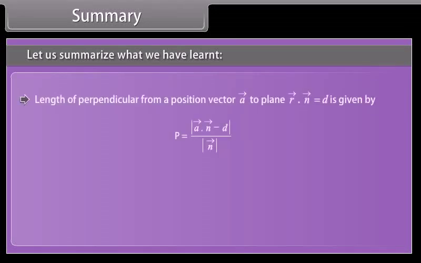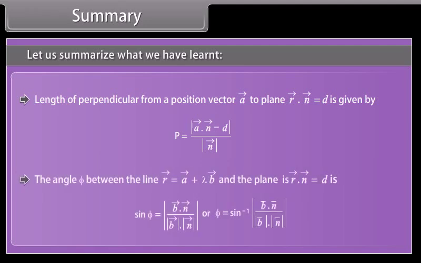The length of perpendicular from a position vector A to a plane is given by the following. The angle phi between the line and the plane is as follows.